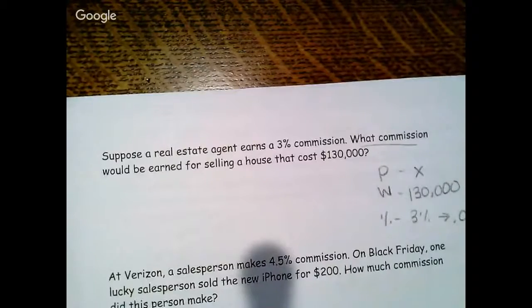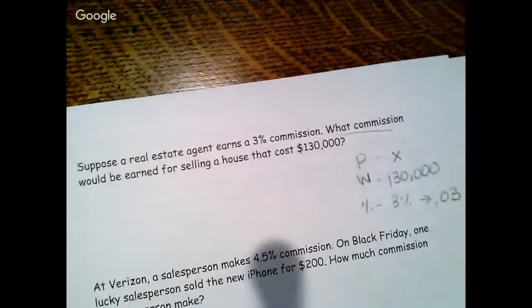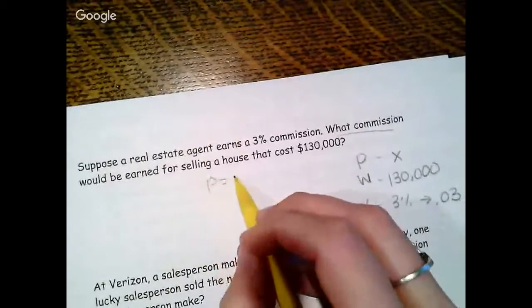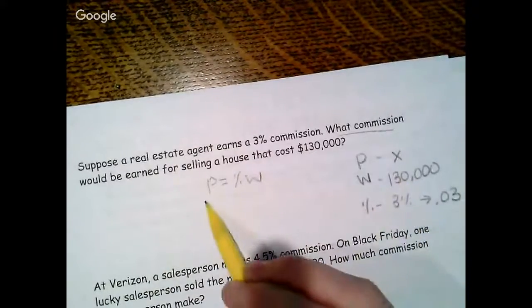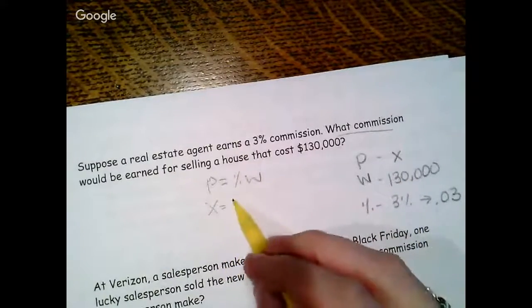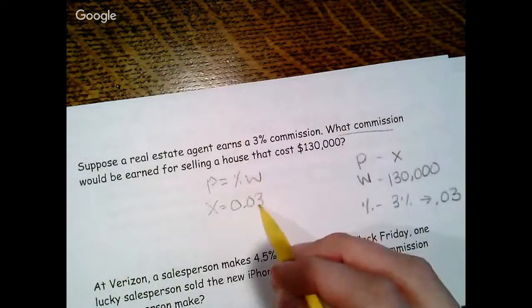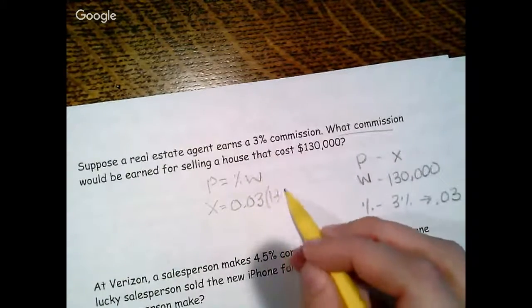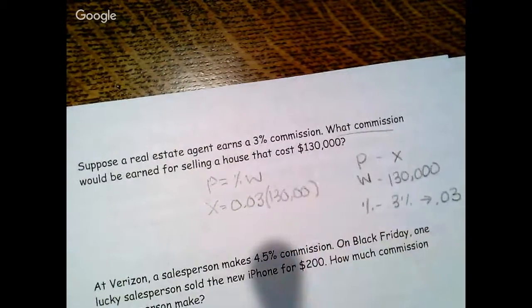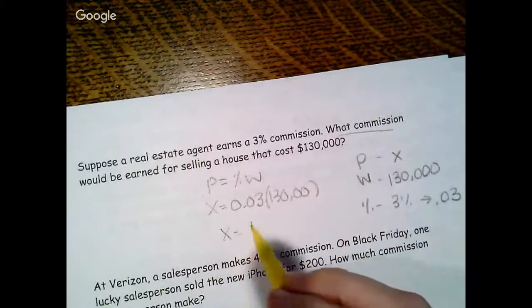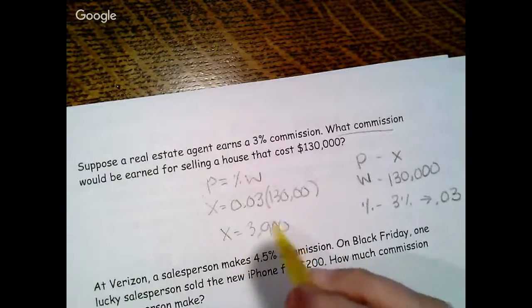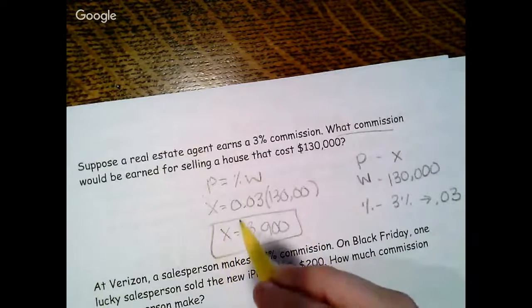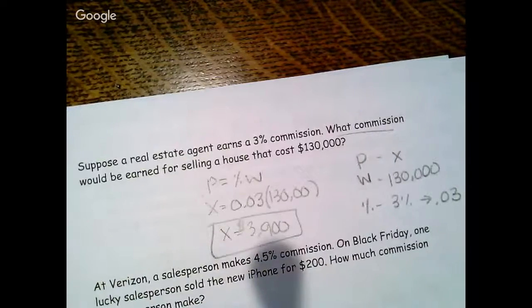Now when I plug this into my equation, I have part equals percent times whole. I don't know my part, but that's going to be 0.03 times my 130,000. And when you do that, you get that X equals 3,900. So that's how much money they make in commission.